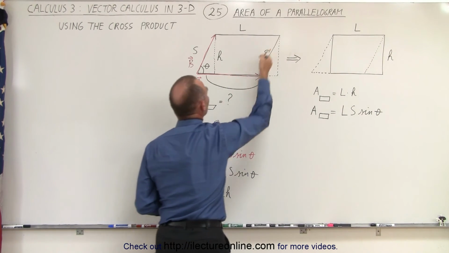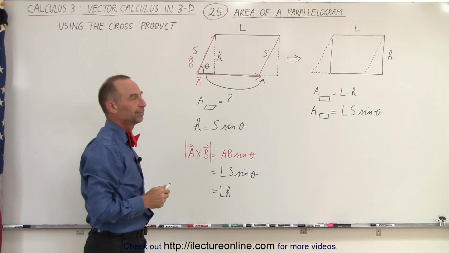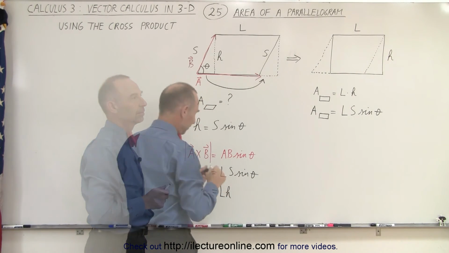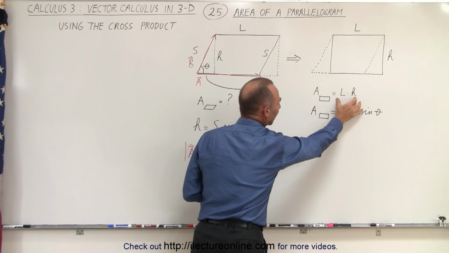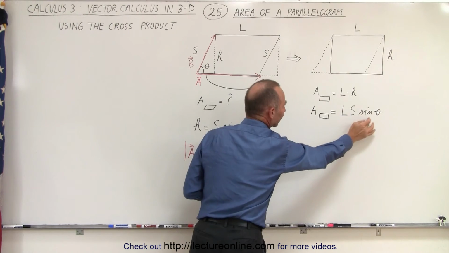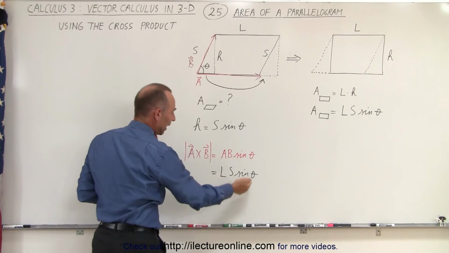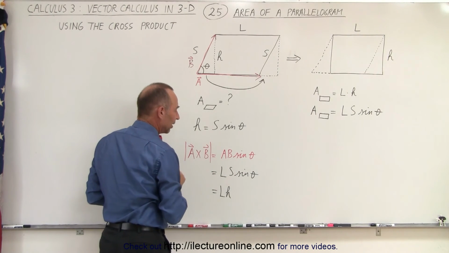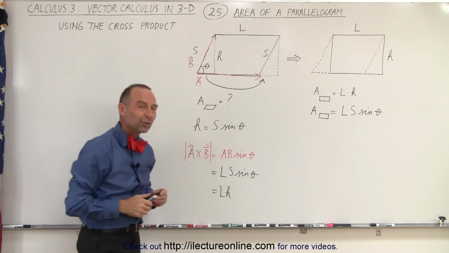which represents the same area of the parallelogram. So here you can see that the area of the rectangle can be written as L S sine theta, which is the same as the area of the parallelogram, and you can see that you get the same result when you take the magnitude of the cross product.